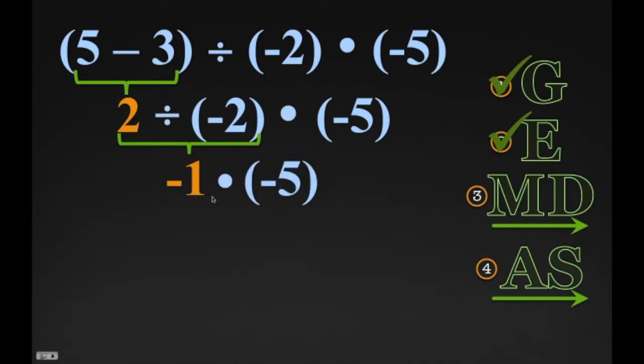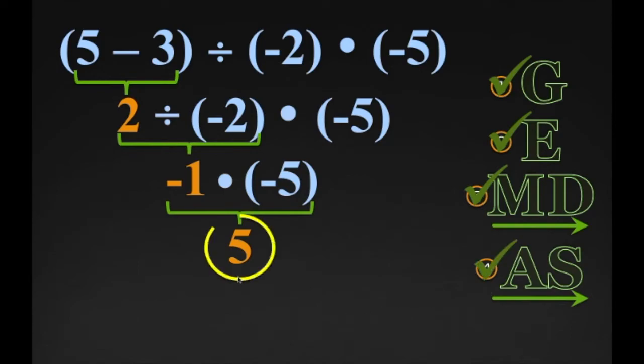Now I have negative 1 times negative 5. Is there any other multiplication or division to do? Yeah. We have one more thing to do. We have multiplication right here. So we'll multiply negative 1 times negative 5, and that gives us positive 5. Is there any other multiplication or division? No. We're done with step 3. On to step 4. Is there any addition or subtraction to do? No. There's none at all, so we're done with step 4. And that means we have our final answer, which is 5.